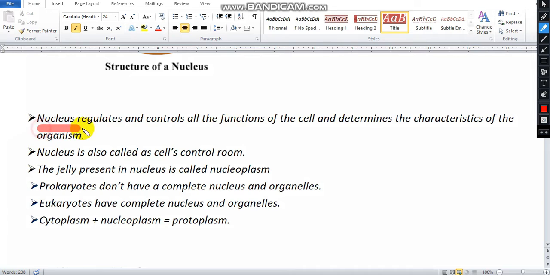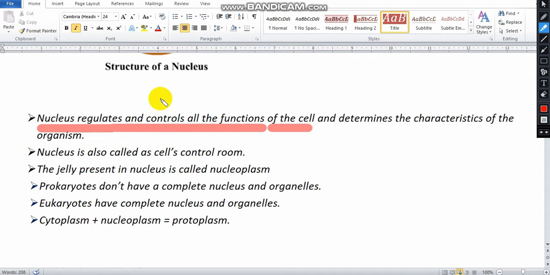So the nucleus regulates and controls all the functions of the cell. The nucleus is an organelle which is present in the cell. It controls all the functions. It functions as a brain. You can say it functions as the brain for the cell.